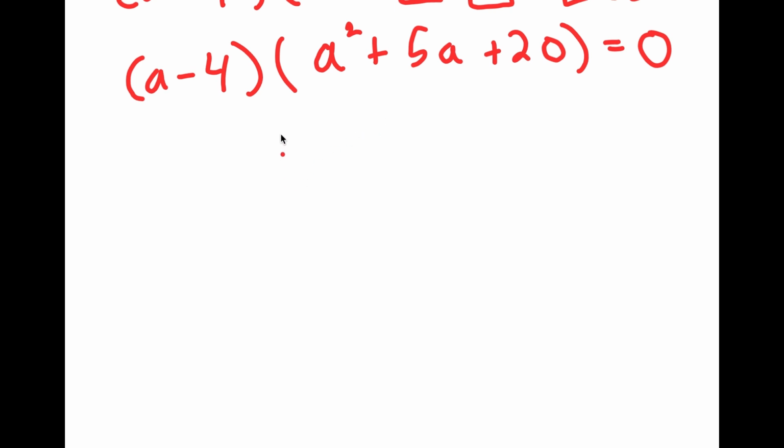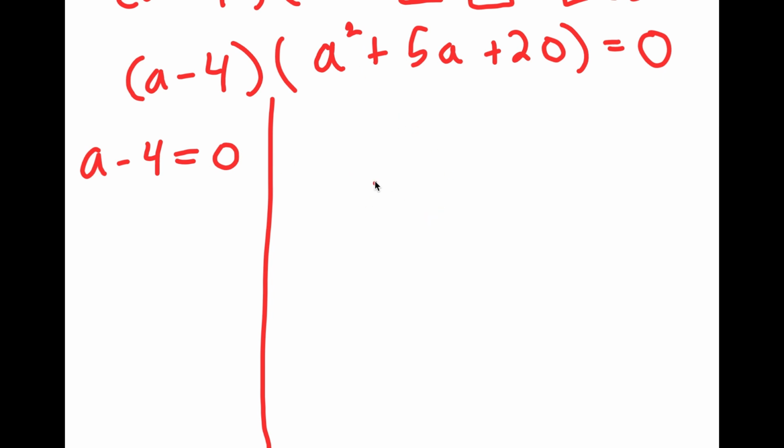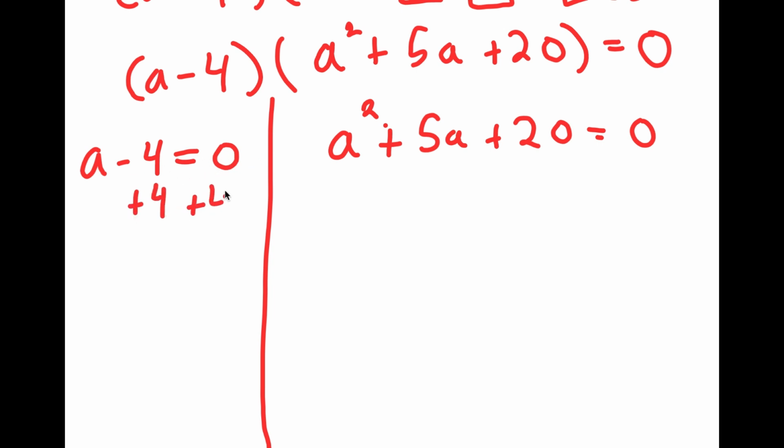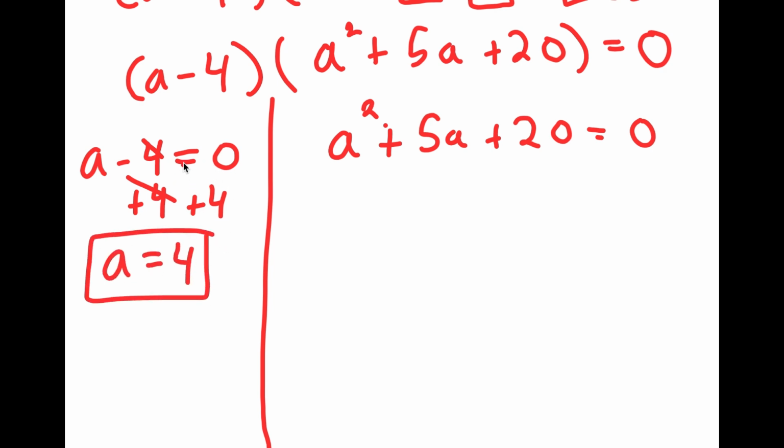So this gives me two equations. I get a minus 4 is equal to 0, and I also get a squared plus 5a plus 20 is equal to 0. For a minus 4 equals 0, I can add 4 on both sides. Then these two cancel out, and I get a equals 4, which is one solution to my equation.